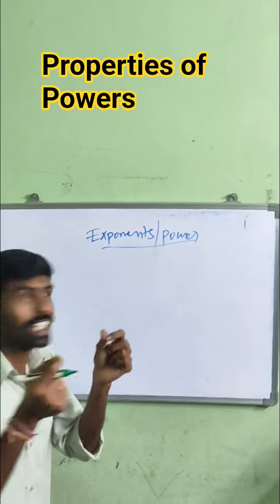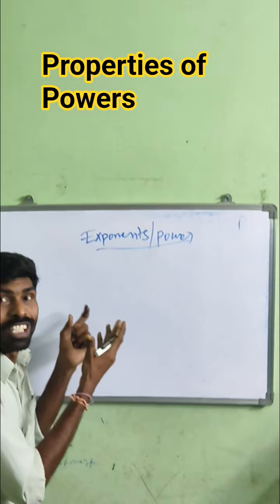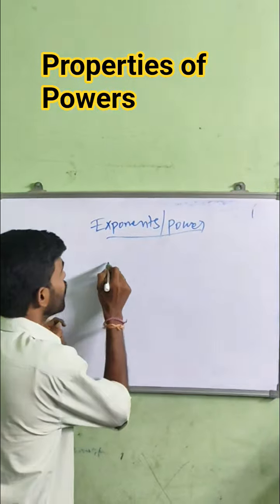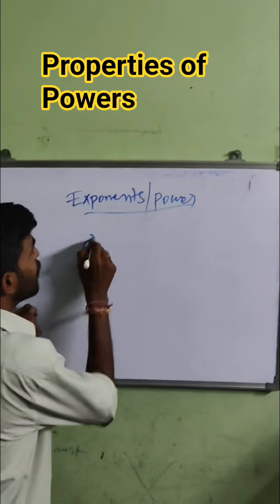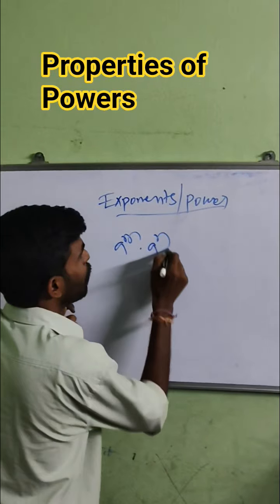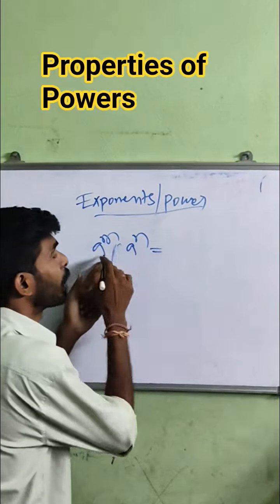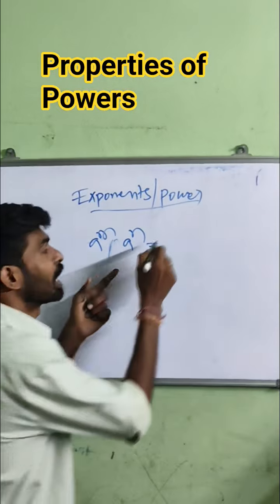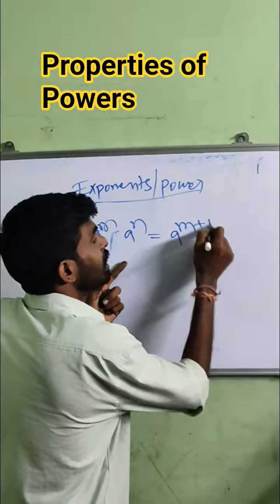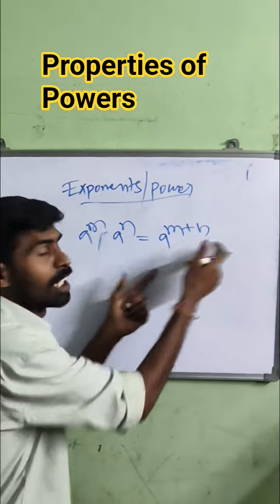Now, what are the properties of the exponents or the powers? See, if any number, for example, a power m into a power n is there, a power m into, there is a symbol into, a power m into a power n, then we can write it as a power m plus n. If it is multiplication, here plus.